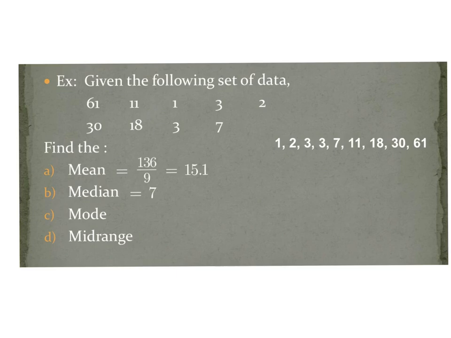Mode, is there one that appears more than another? 3. What do we say about this? Unimodal. There is one mode. Mid-range is going to be, what do I do? 31. 1 plus 61 divided by 2. 31. How many had all 4 right? Very good. All right, let's make it a little more complicated because that's too easy for you.